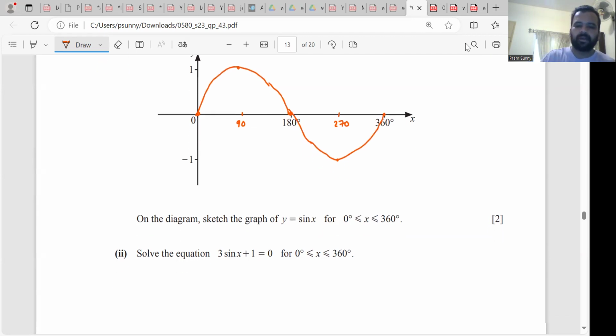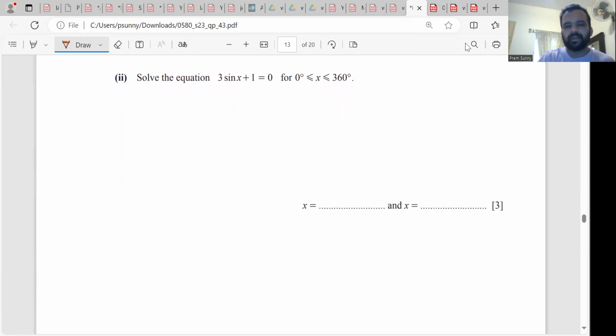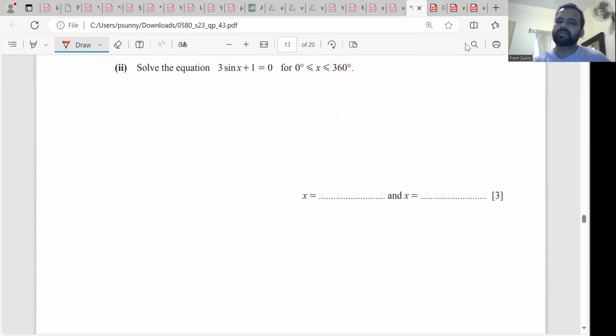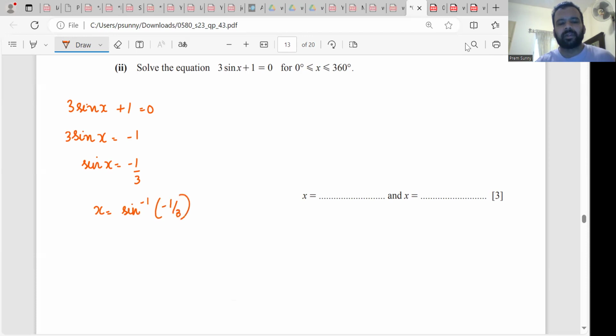Done with that part. And now solve the equation 3 sine x plus 1 equals 0 between the interval 0 and 360 degrees. So again, we will be using our CAST diagram here. So 3 sine x plus 1 equals 0. Make sine x the subject. 1 goes to the other side as minus 1. Okay, sorry, 3 sine x equals minus 1. So sine x will be minus 1 over 3. Therefore, x will be sine inverse of minus 1 over 3.